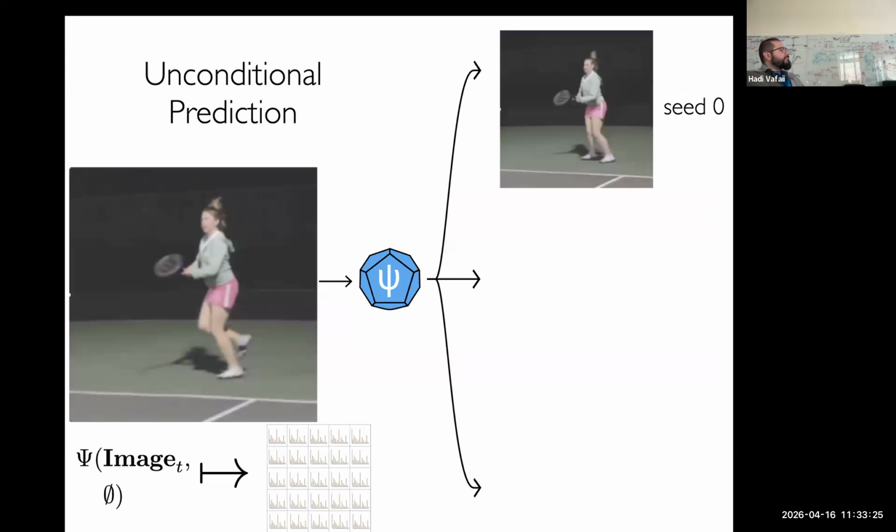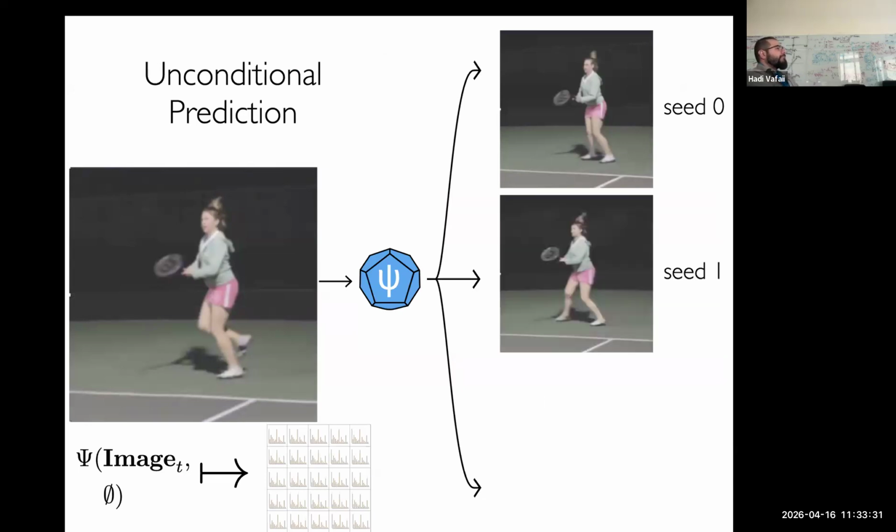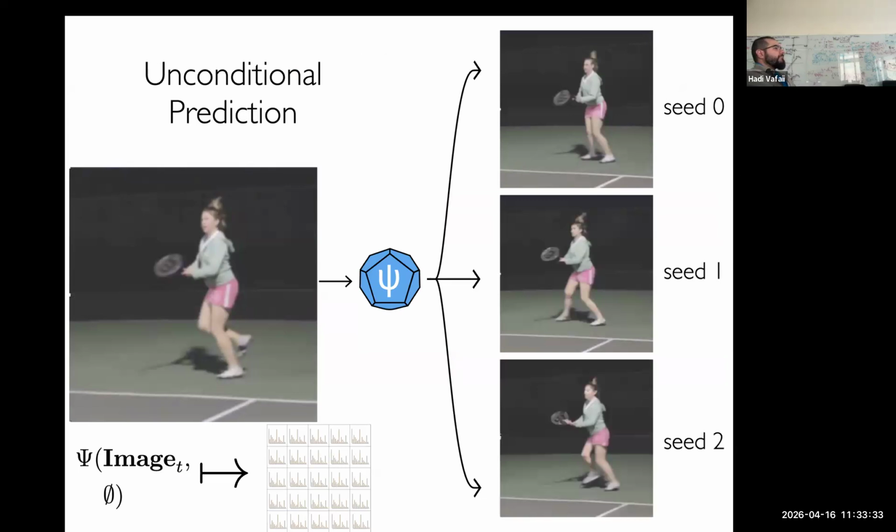So here's what unconditional prediction looks like. It's where you put nothing in the buffer of patches from the next frame. And so here are 3 things. Actually, the things I showed you before were not stills from that same video. They were just generated stuff. These are literally 3 seeds of the predictor. And this is what it looks like in the unconditional case.